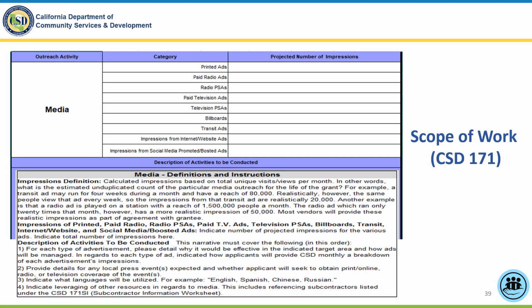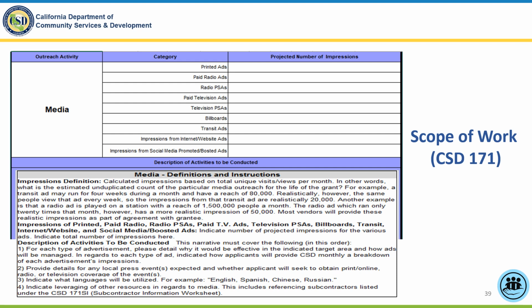Under the media category, again, applicants should follow the definitions and instructions for entering projections and the description of activities to be conducted. Applicants must indicate the total number of impressions achieved during the contract term for types of advertising. If your organization will not be conducting a particular advertisement, mark 0 in the projected number of impressions column. If your organization will not be conducting media outreach at all, leave all the projections blank and type NA or not applicable under description of activities to be conducted.